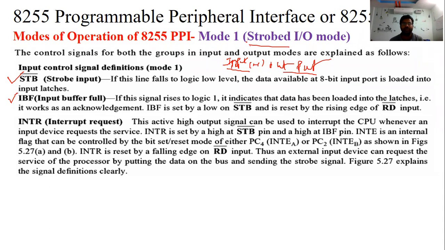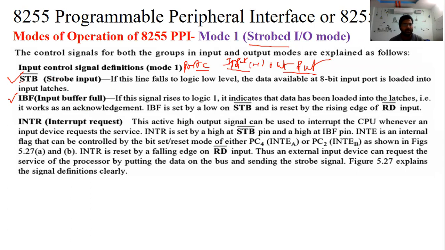Now see this, the strobed signals are STB and IBF. STB is the strobed input signal. The input buffer full signal, IBF, is provided by port C. These signals, STB and IBF: IBF means input buffer full signal, provided by port C.